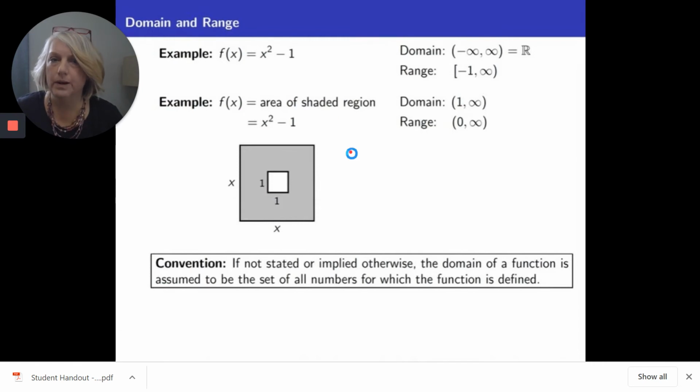So for example right here, when you're looking at this area of the shaded region, you'll see that x is the side of the bigger square that you're looking at. Now, of course, area is going to be the area of the big square minus this hole in the middle, minus 1. So that's how we're getting the x squared minus 1. But now if you think about what values x can be, as this kind of squishes in and x gets smaller, smaller, smaller, you think to yourself, what's the smallest that x could be? That x has to be at least 1. And of course, the area then would be 0 if x was 1.